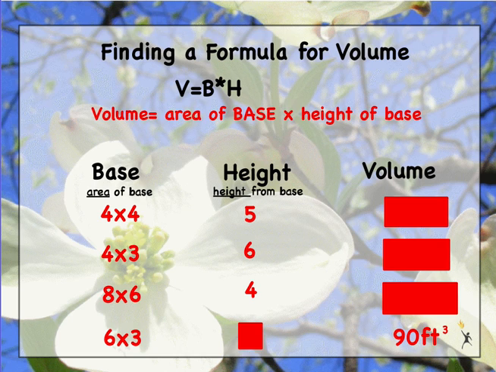The big idea for finding the volume of a prism is to do the base times height. So the area of the base, let's say it is a 4 by 4 and the height is 5, then we would say that it is 80. 4 times 4 is 16. 16 times 5 is 80.